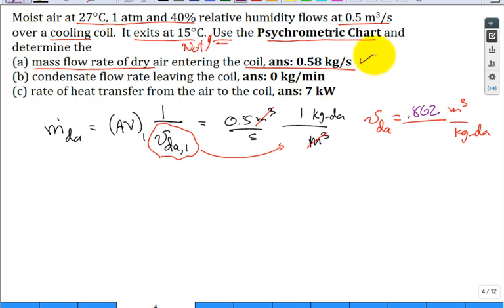Mm-hmm. All right, now let's go to part B. How are you going to calculate the condensate flow rate? When are you going to get condensate? When the outlet temperature is less than the dew point. And so basically calculate the dew point temperature for the inlet moist air stream and give that in two significant digits in units of degree C.